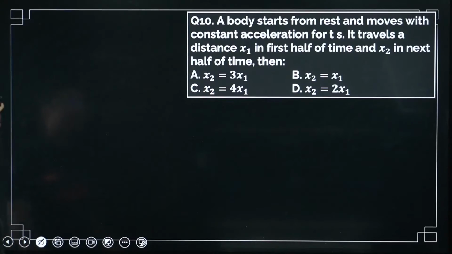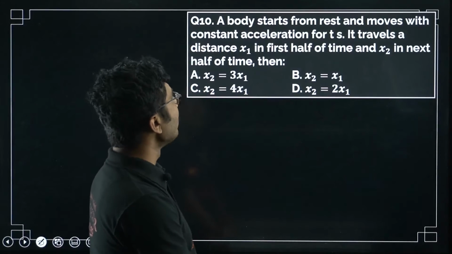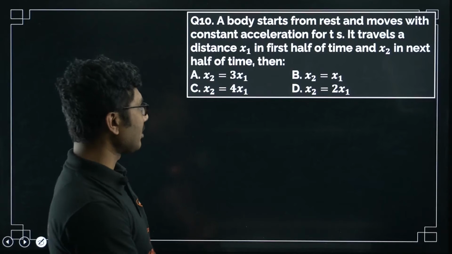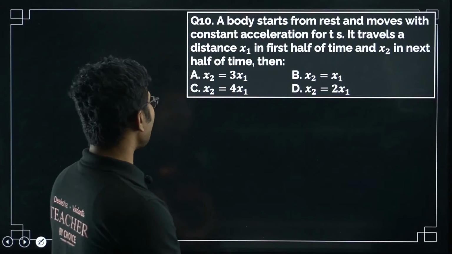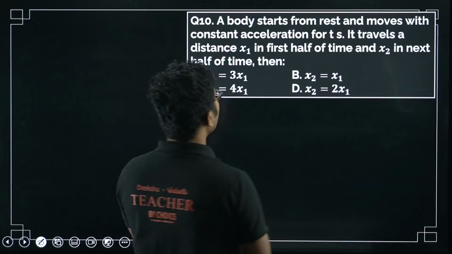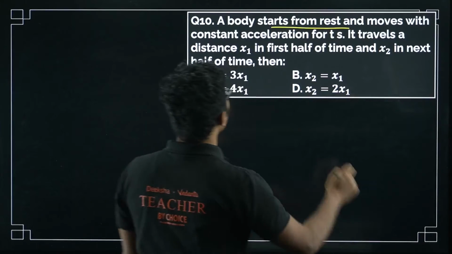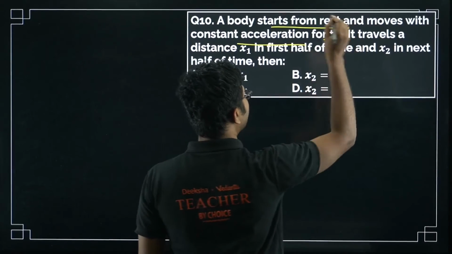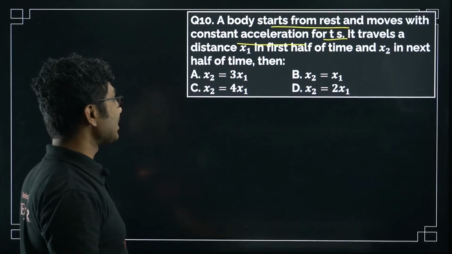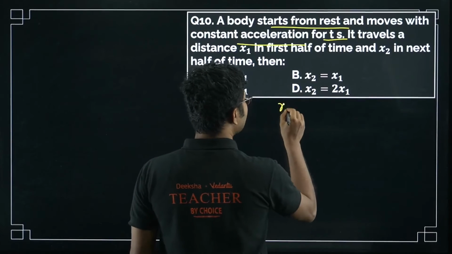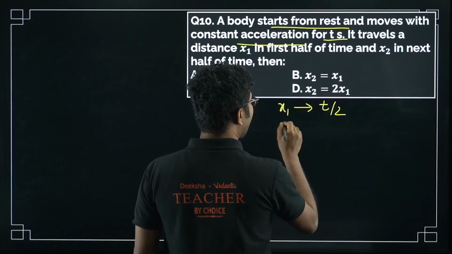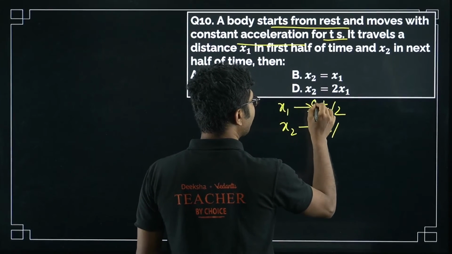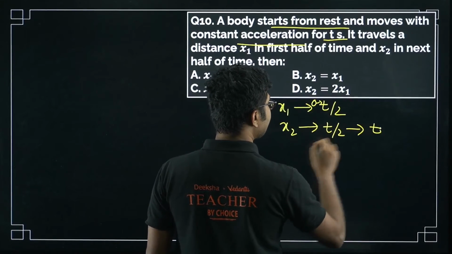Okay, next question. A body starts from rest and moves with a constant acceleration for t seconds. It travels a distance x1 in the first half of its time and x2 in the next half of the time. Constant acceleration means a is constant and it is moving for time t seconds. So x1 is for time t by 2 and x2 is for the next t by 2. From 0 to t by 2 is this, and from t by 2 to t is this.